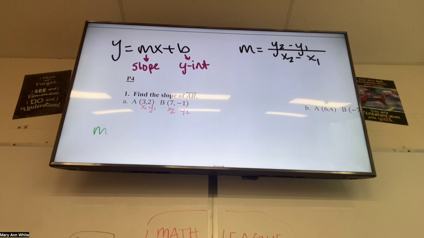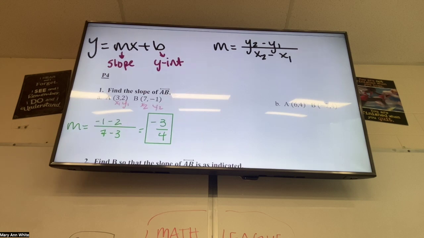So I label my points. I get m is equal to -1 minus 2 over 7 minus 3. And that's -3 over 4. So my slope is -3/4. Seems to make sense, right? Pretty straightforward. Let's look at the next one.